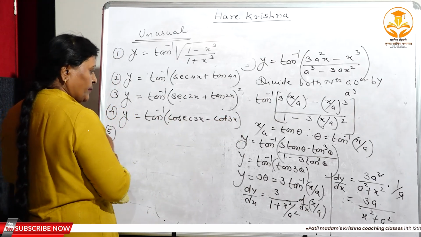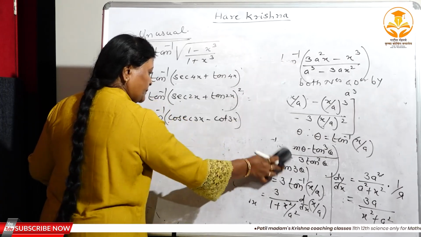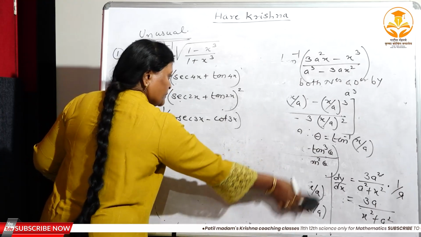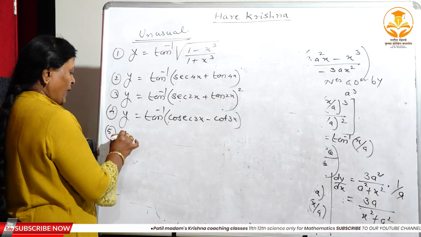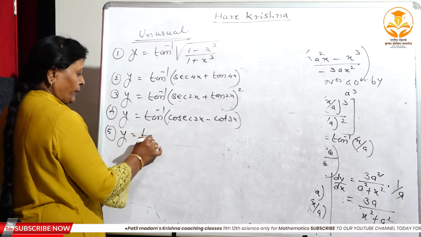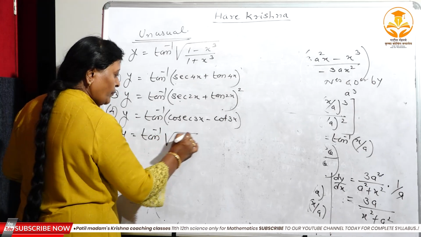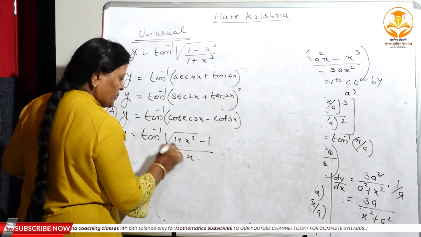Fifth I will take y is equal to tan inverse again of root of 1 plus x square minus 1, divided by x.